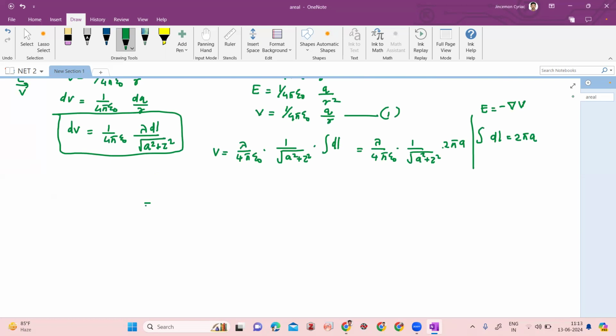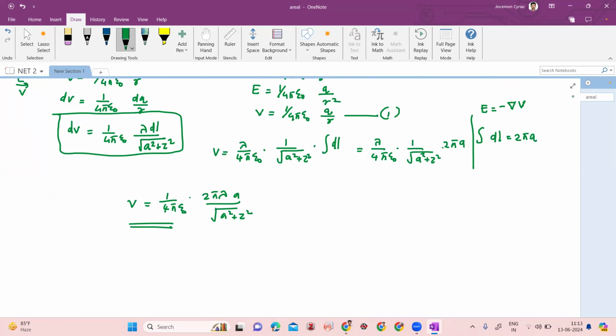So that is equal to, now we can take the final value, 1 by 4 pi epsilon 0 into 2 pi lambda a by root of a square plus z square. Actually, this is the value of V. One part is over. Now we want to calculate E.